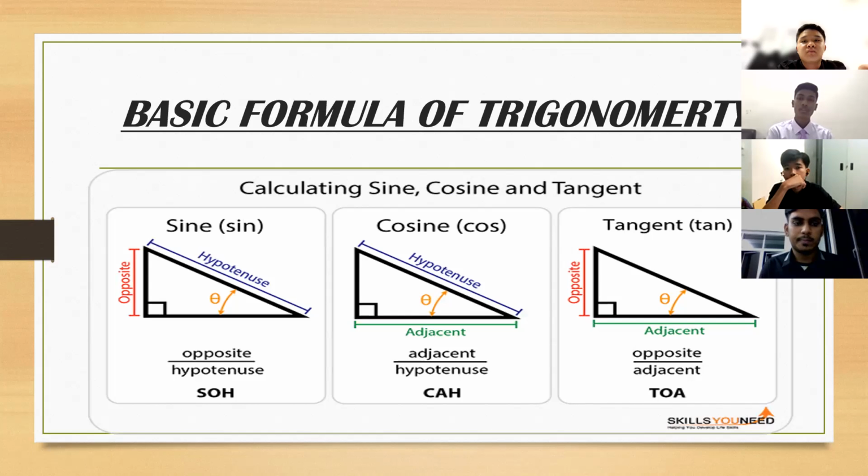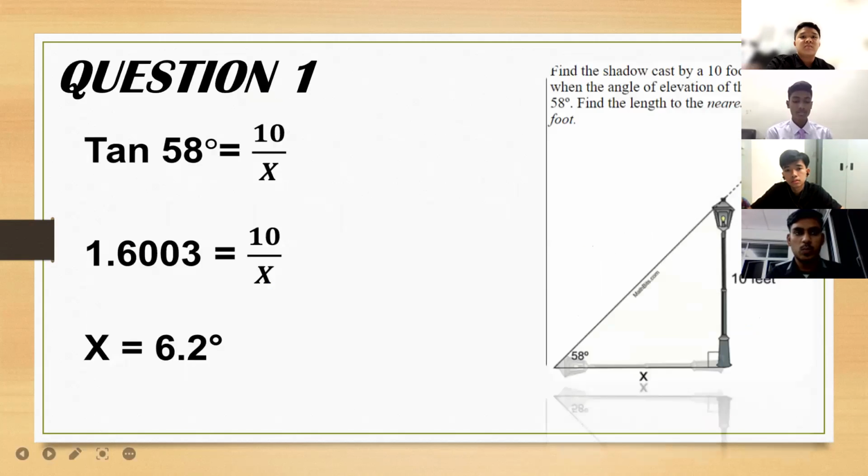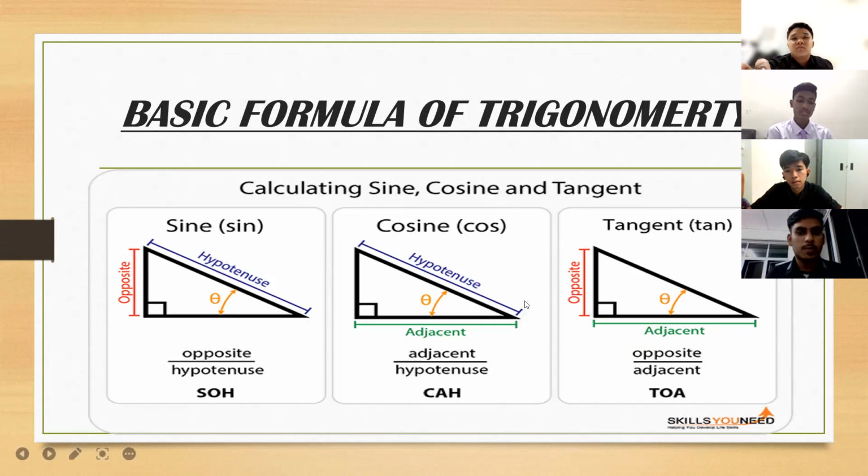This is the basic formula of trigonometry. There are three types of basic formula in trigonometry: sine, cosine, and tangent. We can use these formulas to find lengths and angles. We will use the sine rule if there is no adjacent given in the question. We will use the cosine rule if there is no opposite given. Last but not least, we use the tangent rule if there is no hypotenuse given in the question. The questions will be presented by others now.